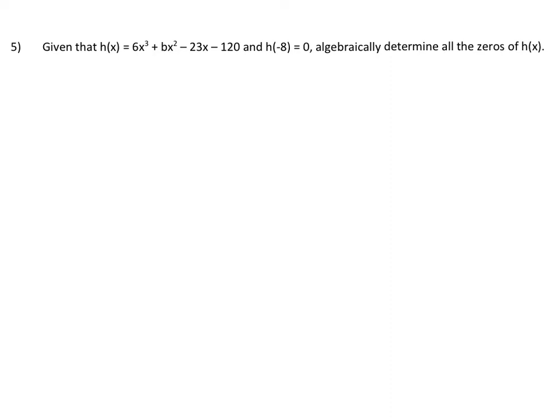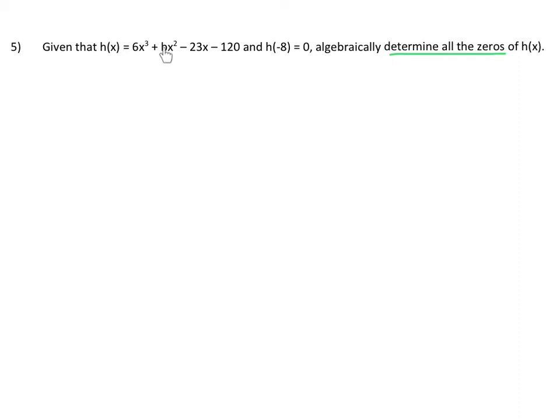It says, given that h of x equals this expression, and keep in mind there's a b. We don't actually know what this expression is. And h of negative 8 equals 0, algebraically determine all the zeros. Okay, so I'm going to underline this. This is actually what our final answer is going to be. We have to figure out what the zeros are. What values of x would make this equation equal to 0? That's what zeros are.